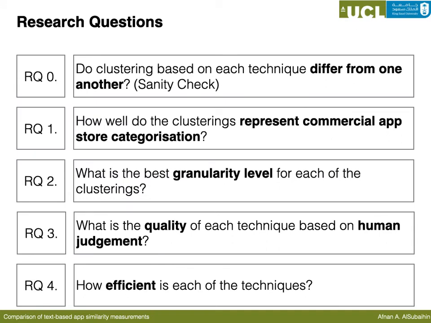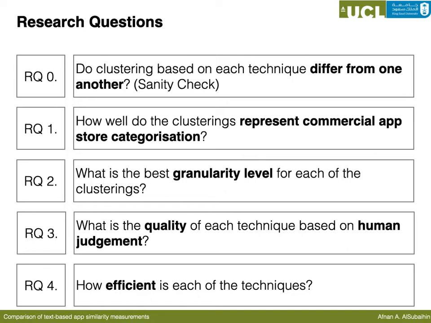We looked into these research questions, starting with a sanity check that checks whether the clustering that results from each of these 5 different feature extraction techniques is different. For each technique, to test the difference, we looked into the Jaccard similarity measurement. The second question, we looked into the App Store categorization as a clustering solution for each of these techniques to see if the clustering technique can represent a better clustering solution for the App Store categorization.